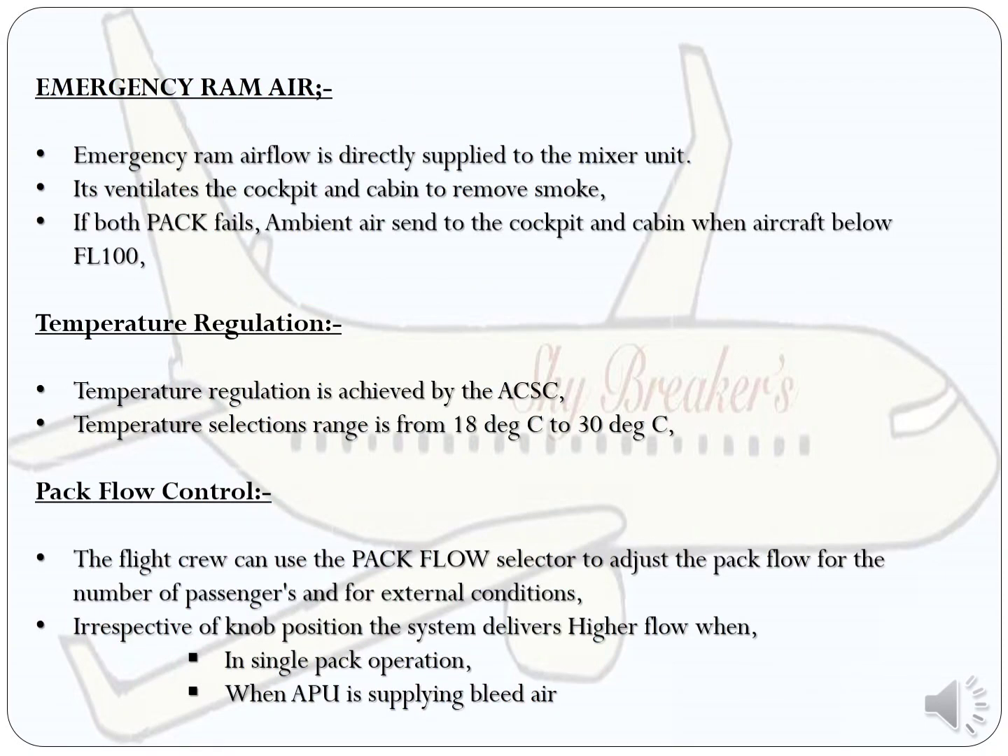Here also you can see some more points. Emergency ram air: the emergency ram airflow is directly supplied to the mixer unit. It ventilates the cockpit and cabin to remove the smoke in case of smoke. If both packs fail, ambient air is sent to the cockpit and cabin when the aircraft is below flight level 100, or below 10,000 feet.